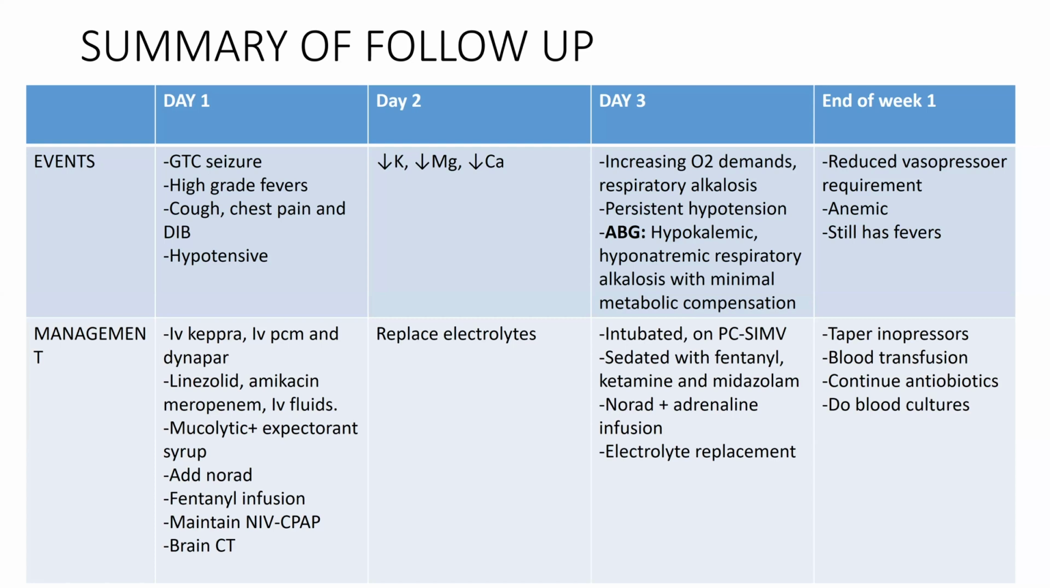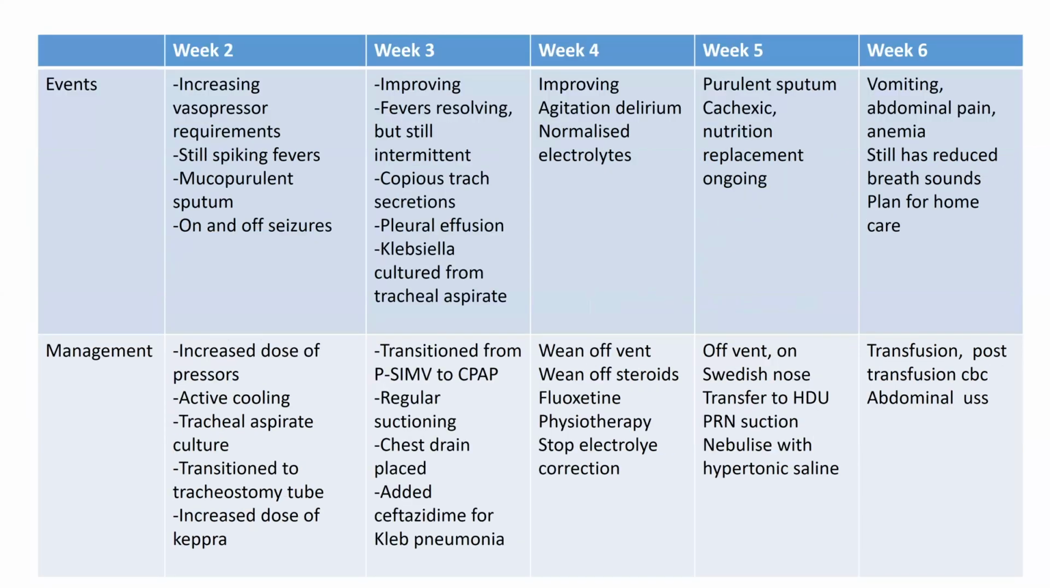So in week 2, again, after trying to taper the vasopressors, BP still went further down. So now we still had to increase the vasopressor. And then, of course, we still had fevers. And now our sputum became purulent. And we still had on and off seizures.